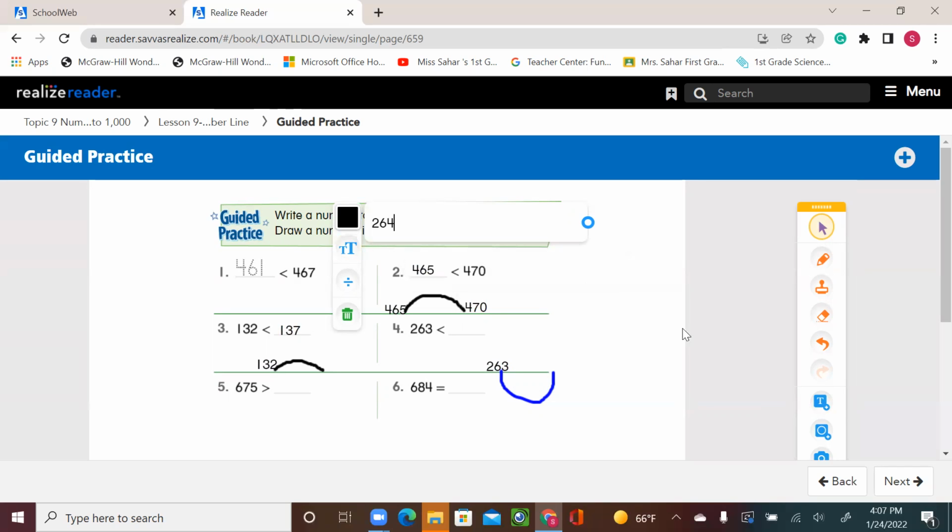264. So it's up to you. You can just go up by 1 number or by 5, by 10s. It's up to you. Let's go for number 5. Number 5, we have 675. And then I see that 675 is greater than this number.